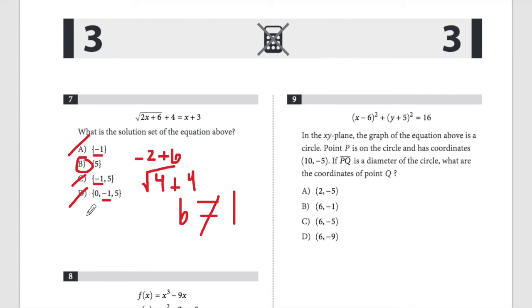So if I put in 5 here, I get 10 plus 6, which is 16, square root of 16 is 4, 4 plus 4 is 8, and 5 plus 3 is also 8, so that's why 5 is the only one that works.